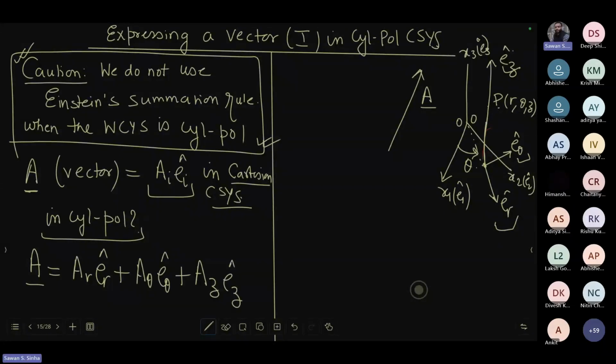So I'm not using numbers. You see, 1, 2, 3, I'm not using. I'm using subscripts R, theta, Z. And this is one reason why Einstein's summation rule cannot be applied here. Because there you need numerical indices. Here the indices are not numbers, but the symbols of the coordinates themselves. So in this course, we will write it like this. Again, AR, A theta, AZ are simply scalars. Okay, they can be greater than 0, less than 0, or 0 also, but only scalars.